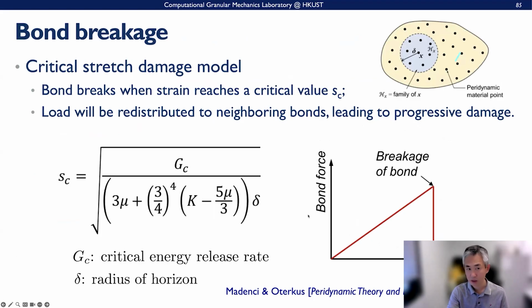failure model here. Once one bond is broken, the load will be redistributed to other particles in the surrounding. For example, if a bond breaks in this part and generates a fracture, this fracture will further propagate and then generate a fracture surface.